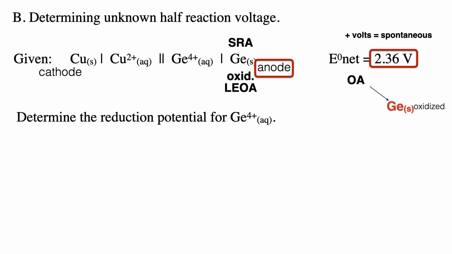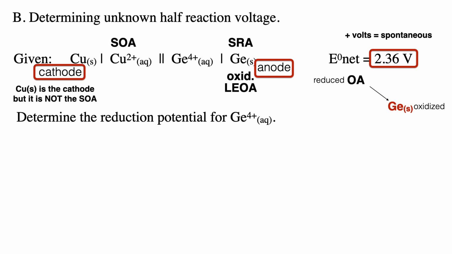I also know that my strongest oxidizing agent gets reduced at the cathode. So Cu solid is the cathode, but it's not the SOA because it's usually that ion. The copper solid is on the reducing agent side of the chart. So there's my strongest oxidizing agent, which gets reduced. Gain of electrons, reduction, occurs on the surface of the cathode. So I also know that that has to be Cu2 positive.